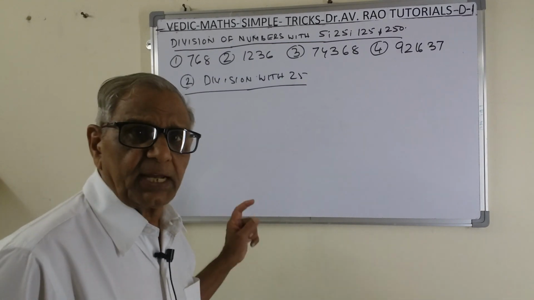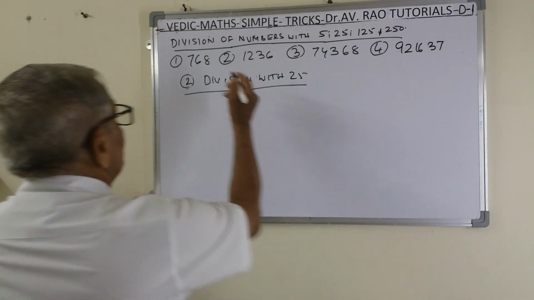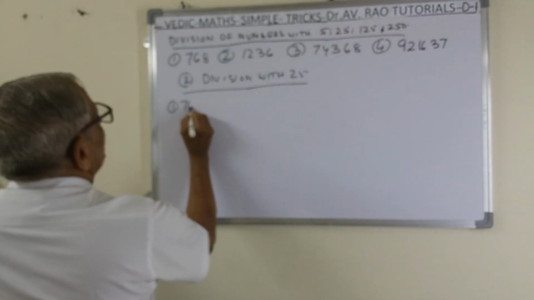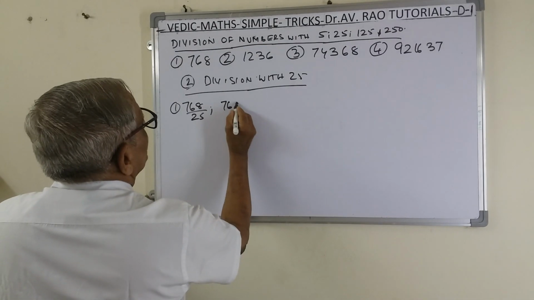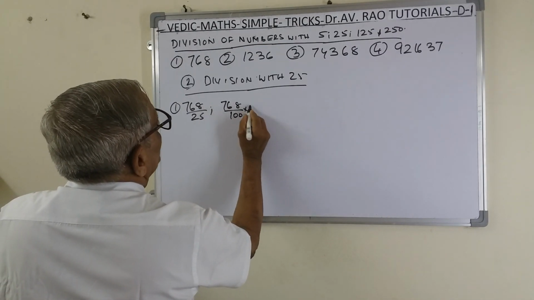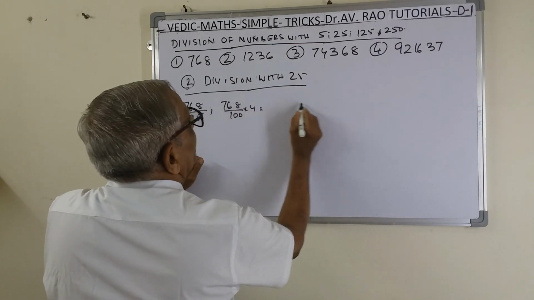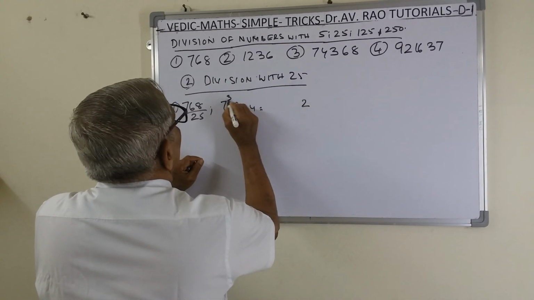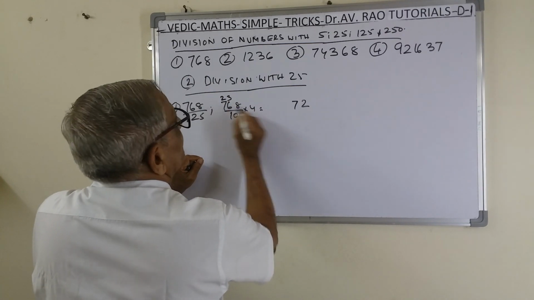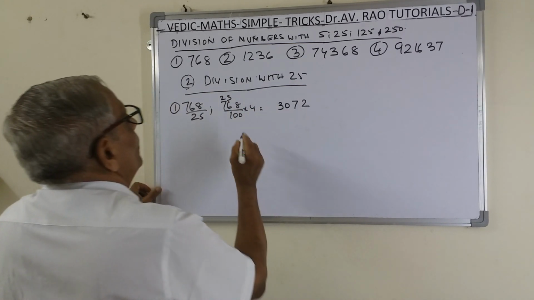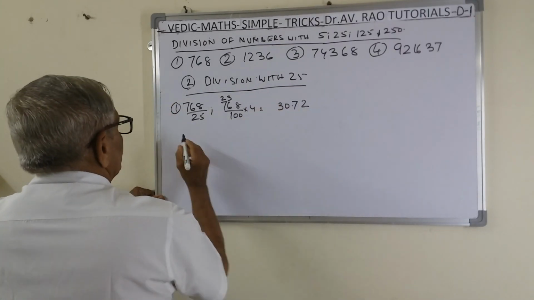Friends, now let us take up division with 25. The same numbers we will take and divide with 25. So first example is 768 by 25. This can be written as 768 by 100 into 4. Now multiplying this with 4, 4 8s are 32, 2, 4 6s are 24 plus 3 is 27, 2, 4 7s are 28, 30. Now put a dot after two decimal places from the extreme right. So that will be the answer.